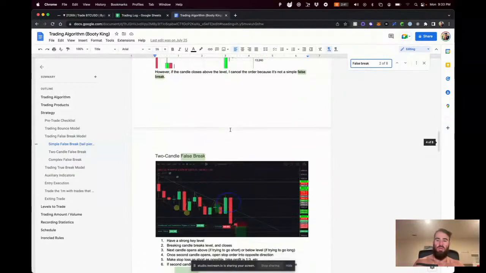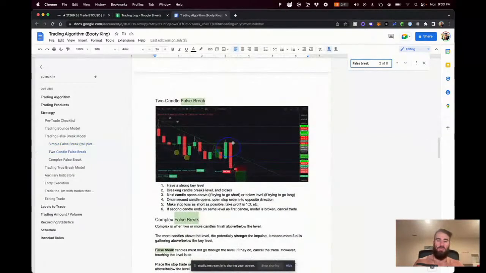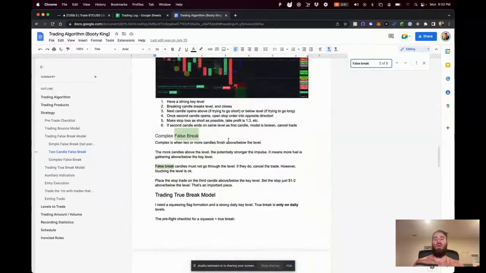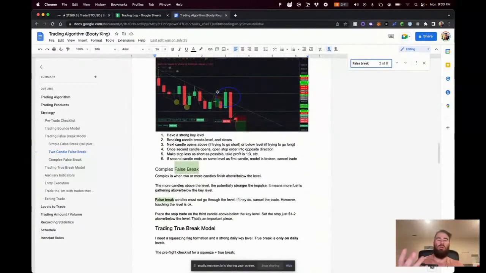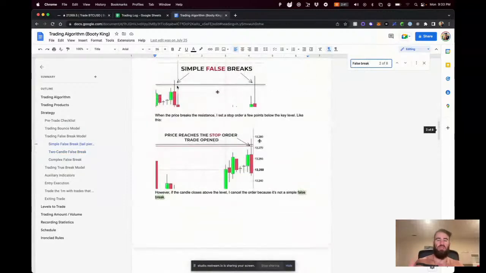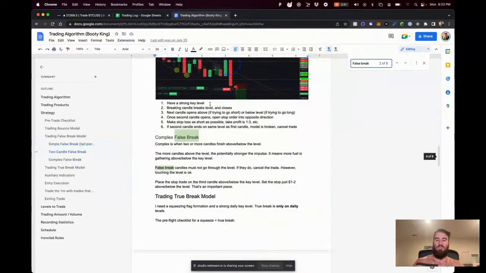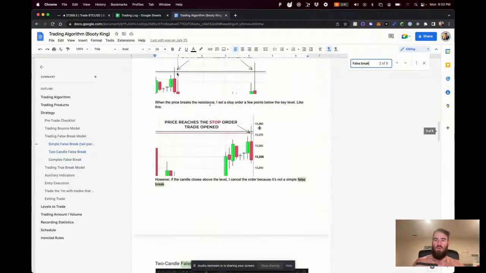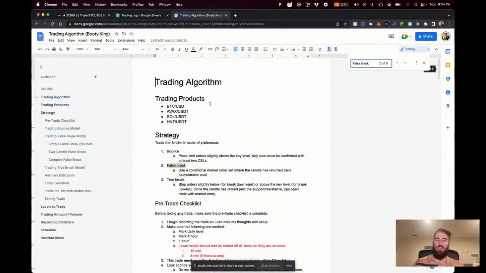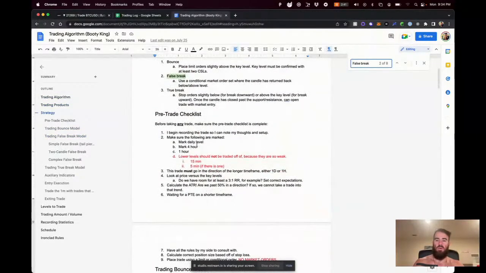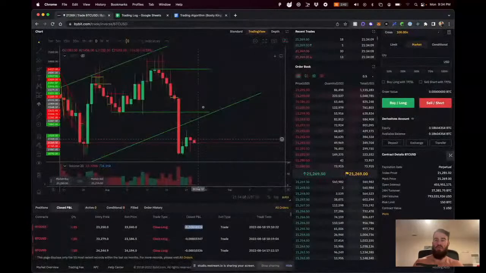A two candle one is very, very popular. Nice twin towers here. And then a complex false break is multiple candles above. So the fastest, of course, is going to be a simple one. That's the easiest one to trade, and complex is harder. I'm trading only the daily, 4 hour and 1 hour, and not using lower levels. And the first step is to mark the daily, 4 hour and 1 hour levels.